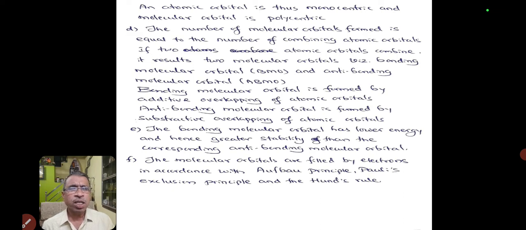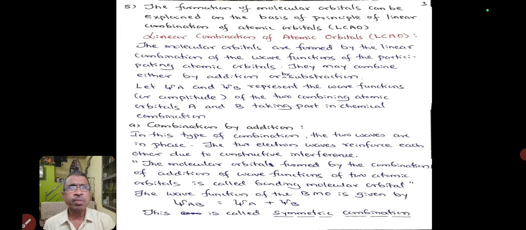The fifth point: the bonding molecular orbital has lower energy than the atomic orbitals, hence greater stability than the corresponding anti-bonding molecular orbital. The molecular orbitals are filled by electrons in accordance with the Aufbau principle, Pauli's exclusion principle, and Hund's rule. So these are the various salient features of molecular orbital theory.